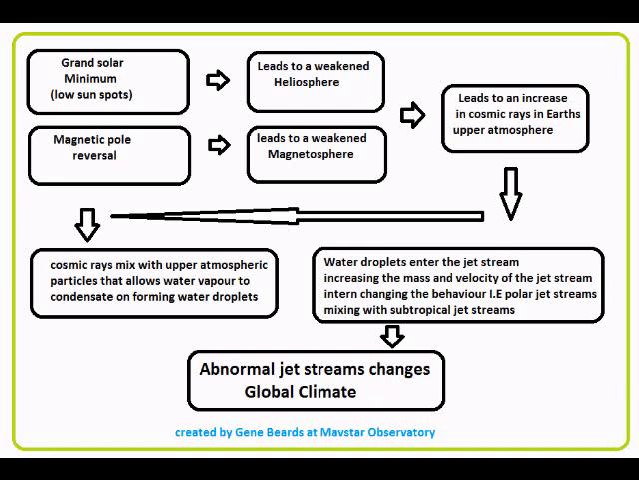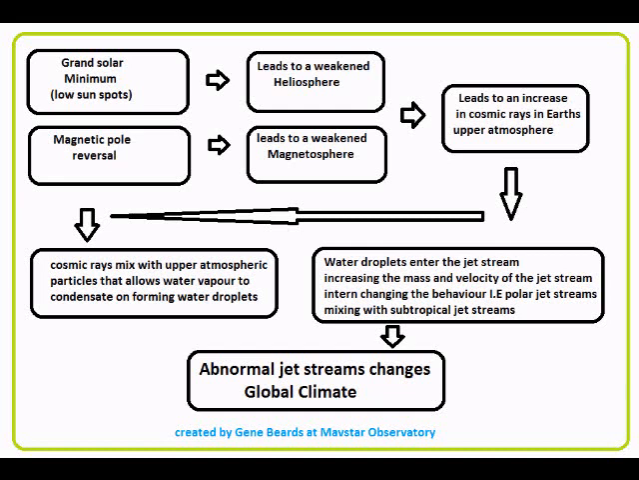Adding to this, we are facing a very rare anomaly. Last time a completed reversal took place was 780,000 years ago, so we're in a magnetic reversal. This leads to a weakened magnetosphere, and this is our primary defense against cosmic rays. So we are seeing a reduction of around 20, maybe a little bit more percent of the total field strength of our magnetosphere that protects us from cosmic rays.